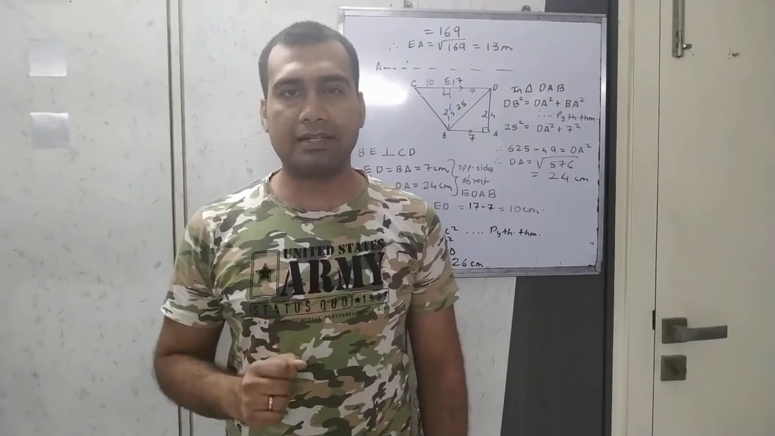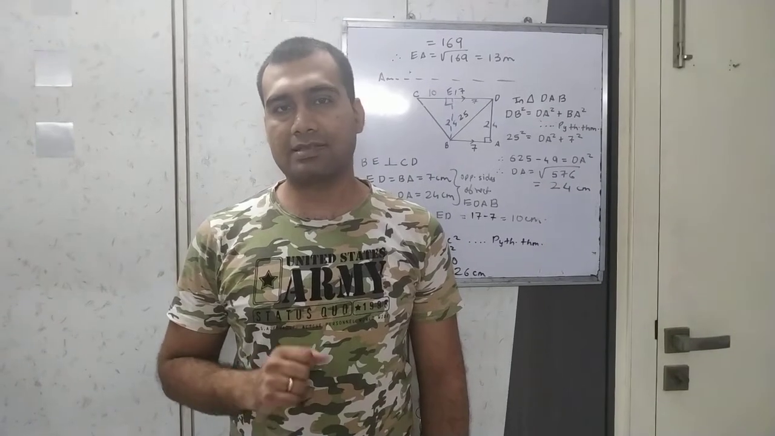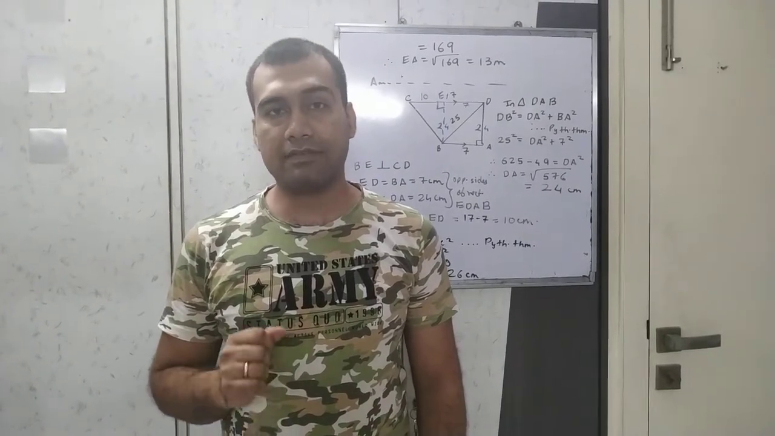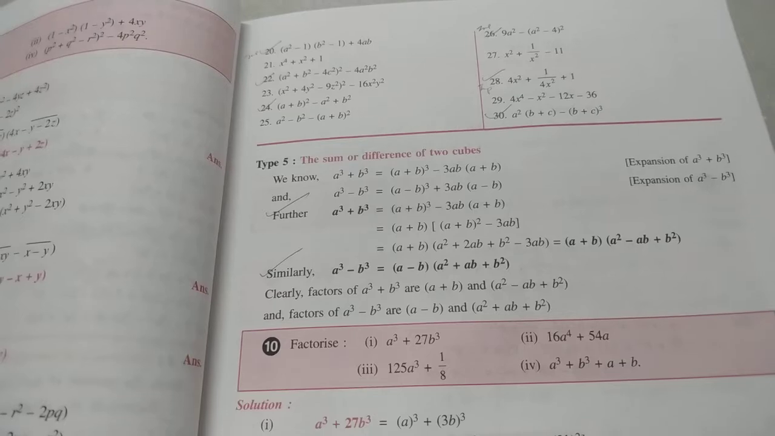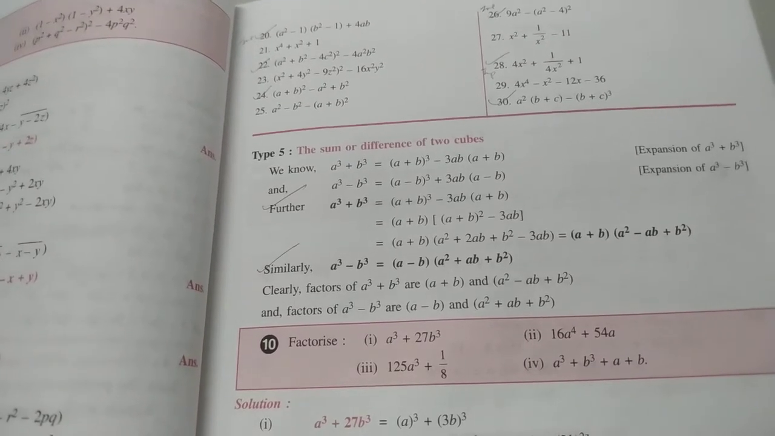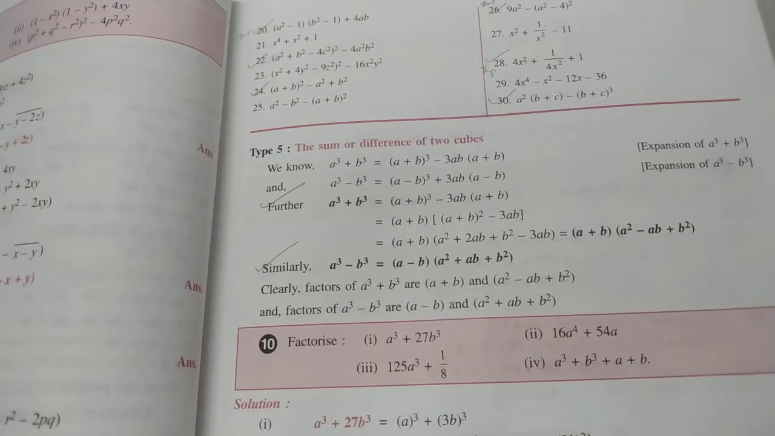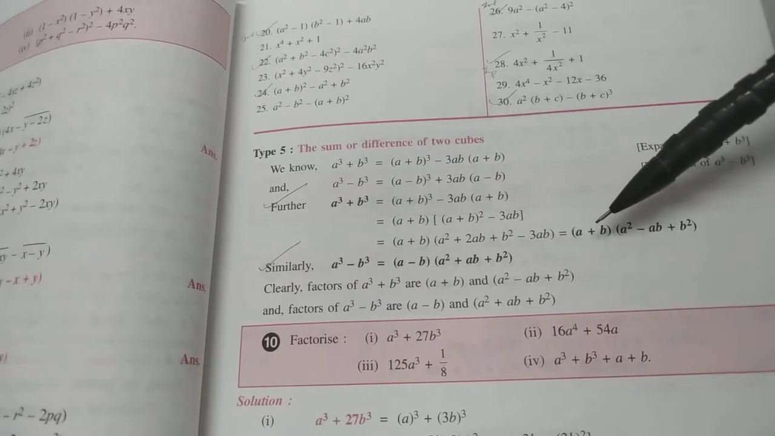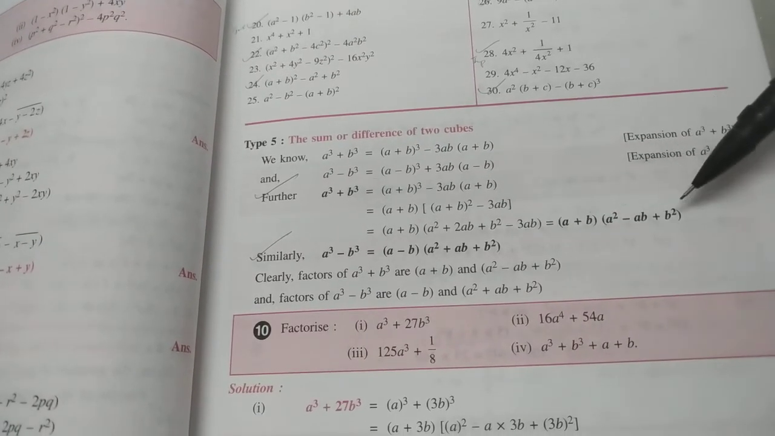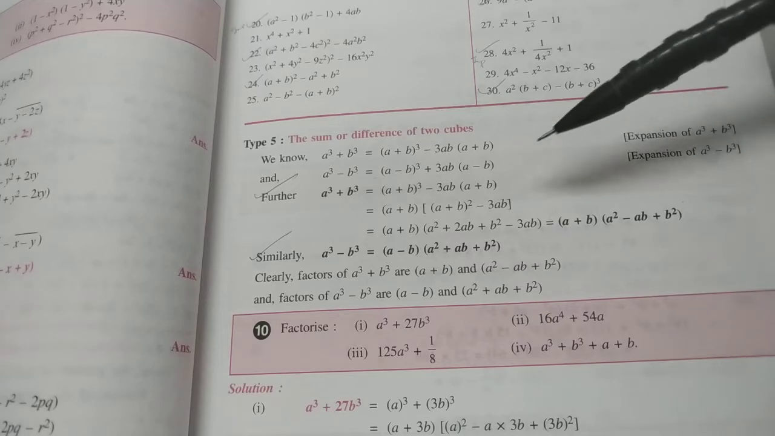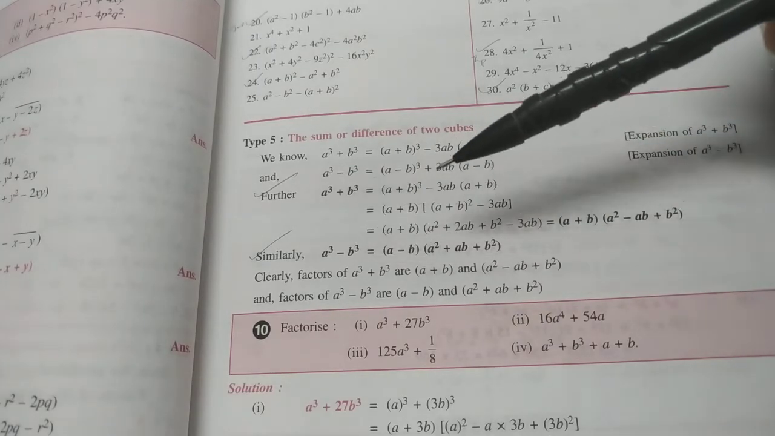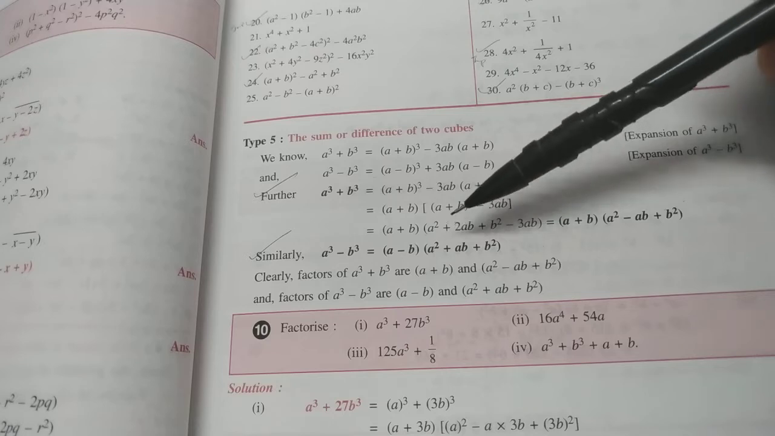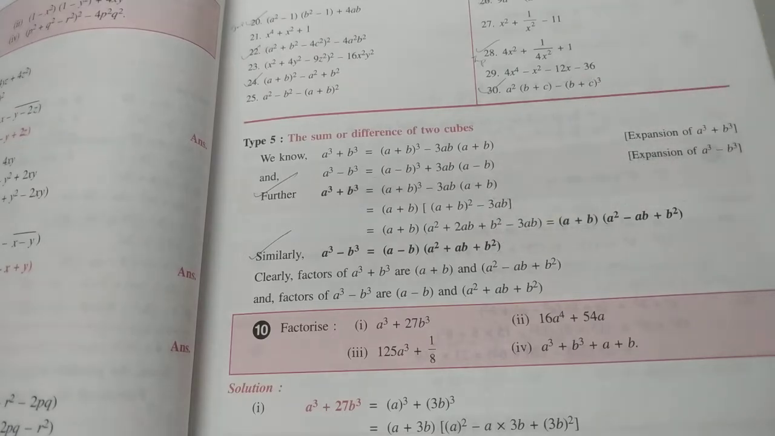Let's study 9th standard ICSE Math, exercise 5D and 5E. For exercise 5D, we have to remember two formulae: that of a cube plus b cube being (a plus b)(a squared minus ab plus b squared), and the other of a cube minus b cube, which will be (a minus b)(a squared plus ab plus b squared).